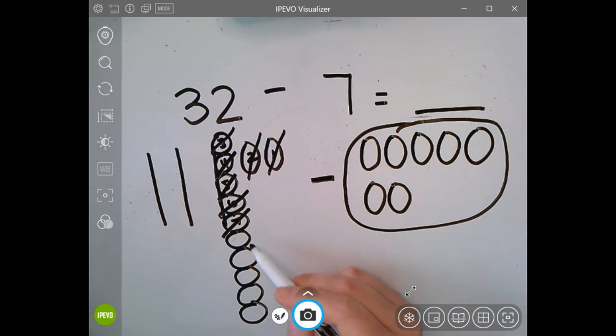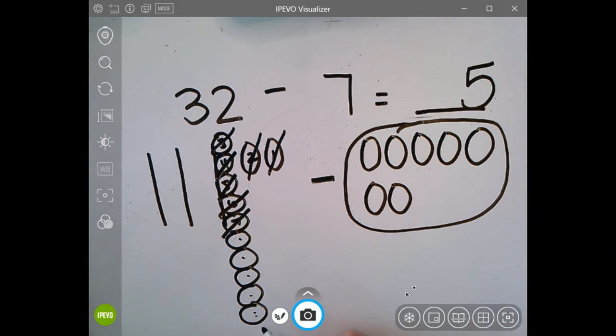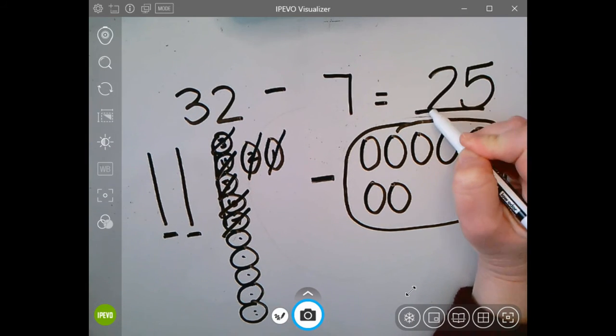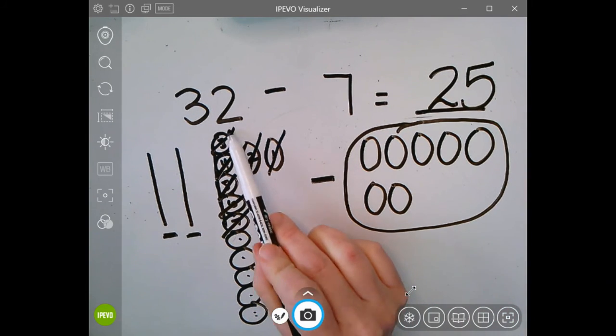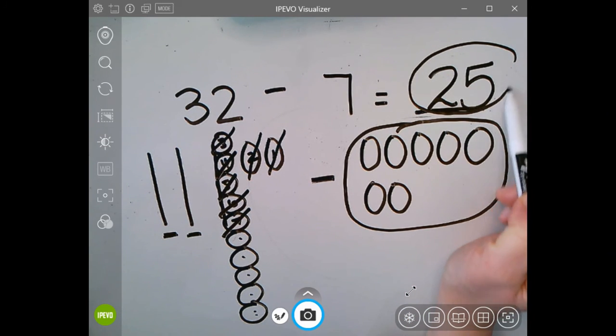And then I'm going to count how many leftovers I have. I have 1, 2, 3, 4, 5. Okay, one more time: 1, 2, 3, 4, 5. I always like to double check myself. So I have 5 ones, or 5 stones. And how many 10s do I have left? 1, 2, or I can say 10, 20. So I'm going to go ahead and put a 2 here. And so 32 minus 7 equals 25.